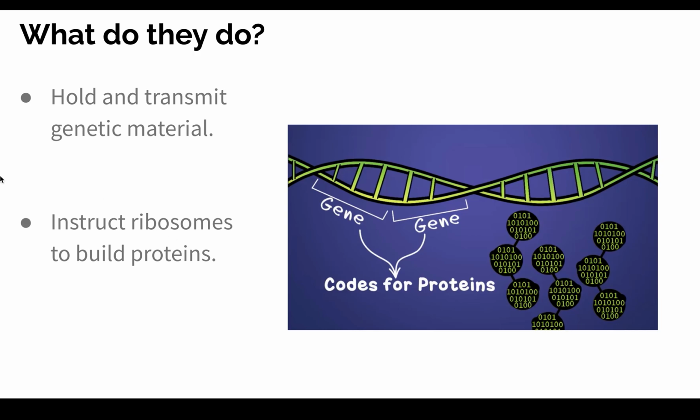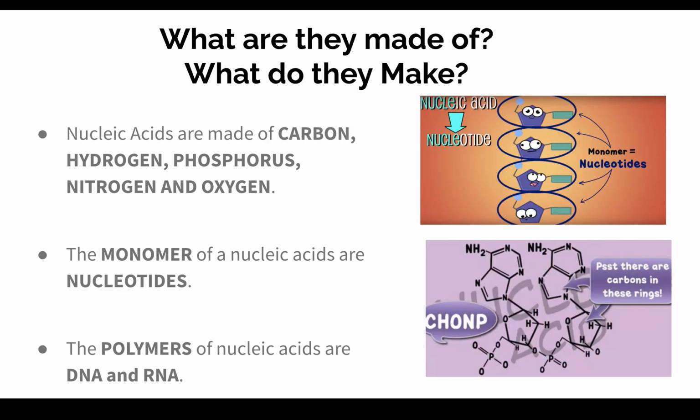All that does is it holds genetic information which instructs proteins to be built. Okay, so whenever your body needs something to happen, your DNA is going to give the code to build the protein that's going to go make that happen. Okay, so what are they made of? What do they make? Nucleic acids are made of carbon, hydrogen, phosphorus, nitrogen, oxygen.